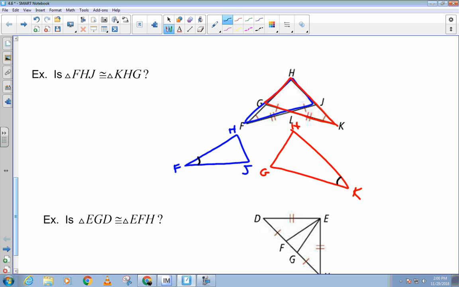Now, there's an L here, and it says that this and that have those marks. And then there is an L here, and so they've got a single and a double. So I've separated them. They're drawn at the same size. But anyway, I've separated them. I can see that F and K are congruent. What else could I determine?